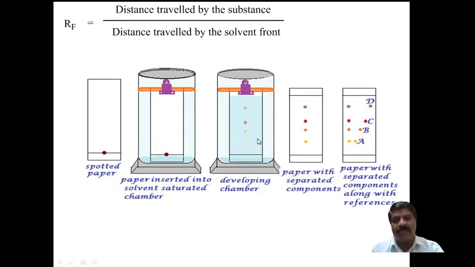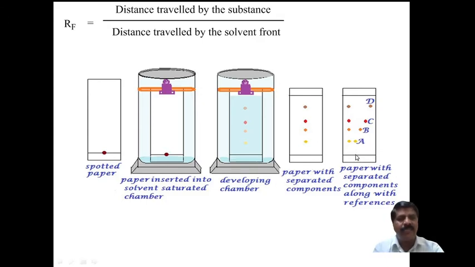After that, we remove it from the chamber and dry it. If it is visible, you have to dry it. If it is not visible, you have to spray it using iodine, and a brown dot will appear on the paper. That is nothing but ascending development paper chromatography. Here the spot will be there.